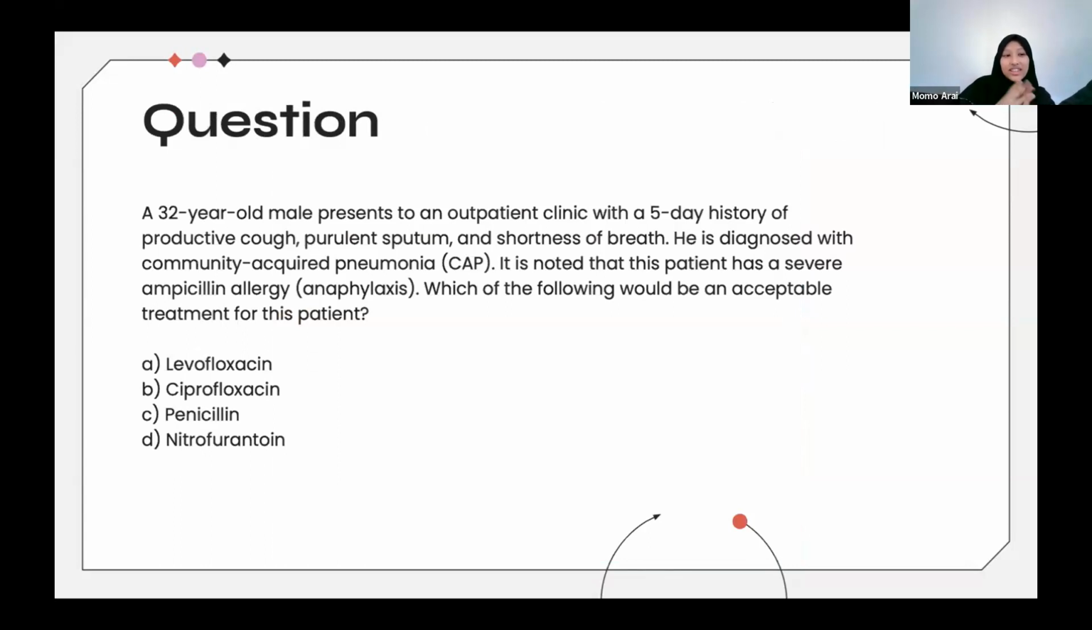For the next question, a 32-year-old male presents to an outpatient clinic with a 5-day history of productive cough, purulent sputum, and shortness of breath. He is diagnosed with community-acquired pneumonia. It is noted that this patient has a severe ampicillin allergy and it caused anaphylaxis. Which of the following would be an acceptable treatment for this patient? Okay, 2 people said A. Why not B, for example? Because they're from the same class, right? I just want to make sure why.